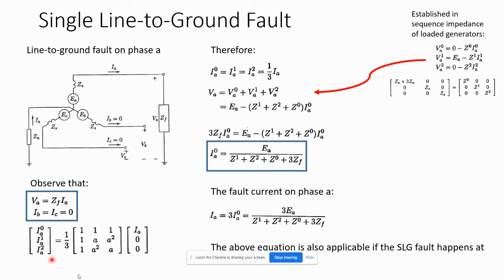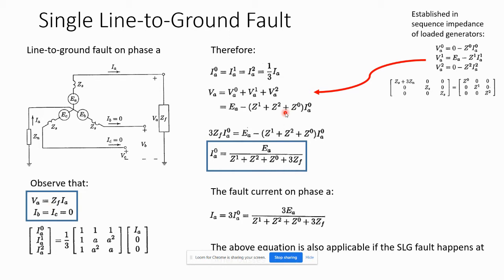From the simplification of this matrix, we notice that IA0 equals IA1 equals IA2 equals IA over 3. In our previous videos, we also know that VA is equal to the summation of all the VA of the symmetrical components. And also in the analysis of our Y balance generator, we know that VA0, VA1, and VA2 can be further expressed in this form. We can substitute this into here and simplify it, and we will get this form. From this, we can say that IA is equal to 3IA0, which can be further substituted inside here. The result is that VA is equal to 3ZFIA0.